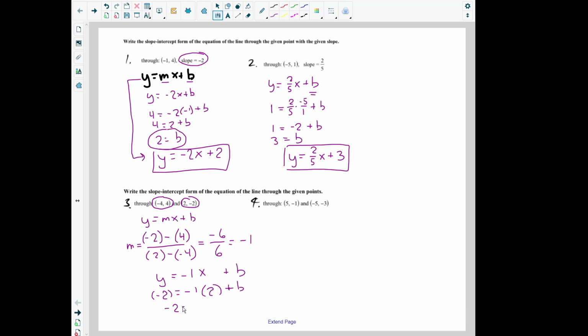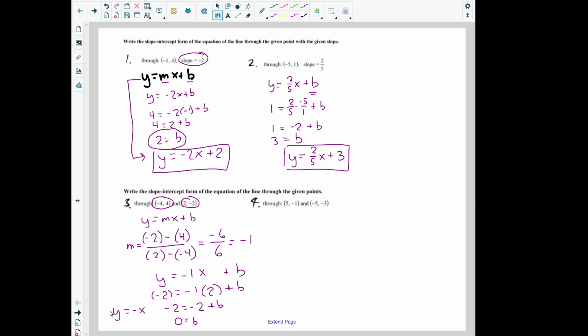And so I get negative 2 equals negative 2 plus b. I'm going to add 2 to both sides. And when I do that, I get b equals 0. So that means we're not going to list it at all. So actually the final answer is going to be y equals negative x.